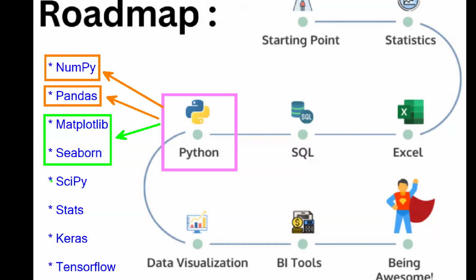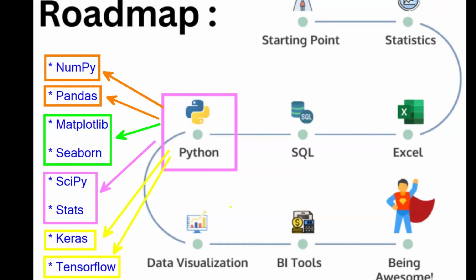Just use SciPy and Stats. SciPy is for scientific Python, and Stats is for performing all simple statistics. Okay? And especially Keras is for deep learning. Keras is for deep learning, and TensorFlow is for machine learning. Okay? So there are different libraries you can use in Python. We can see step by step, no problem. Okay.